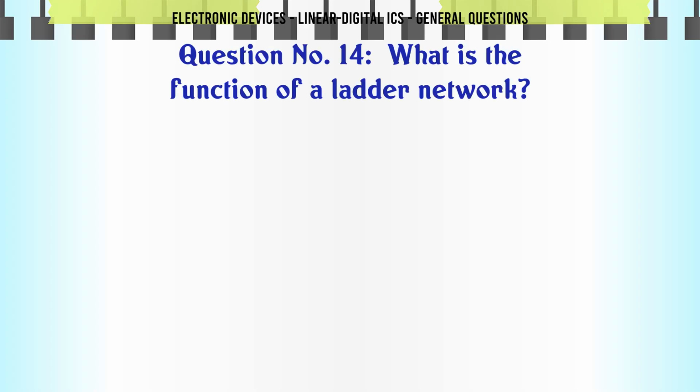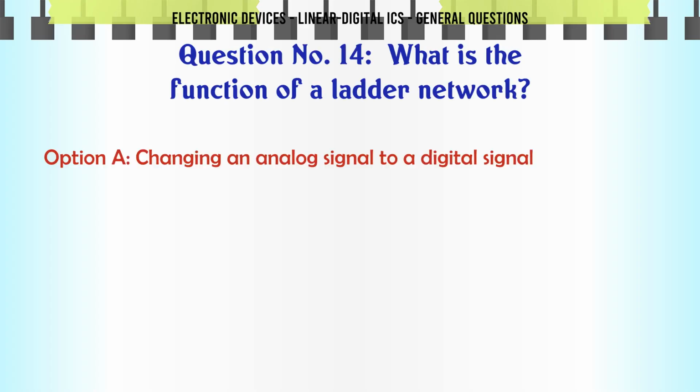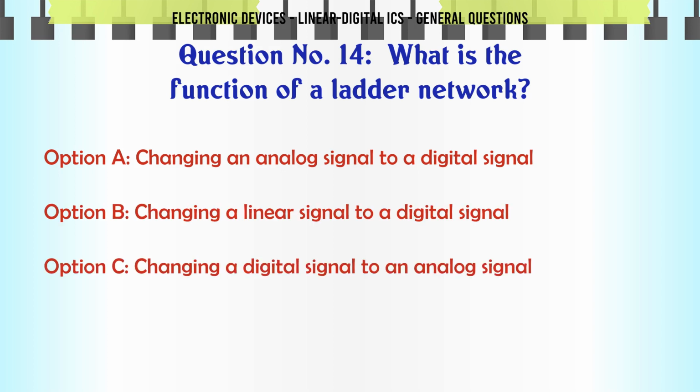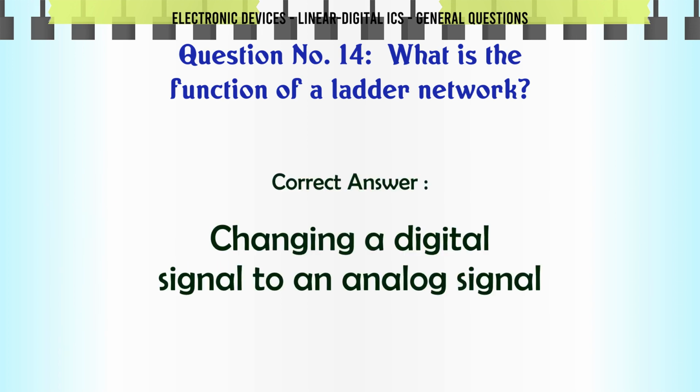What is the function of a ladder network? A. Changing an analog signal to a digital signal. B. Changing a linear signal to a digital signal. C. Changing a digital signal to an analog signal. D. None of the above. The correct answer is changing a digital signal to an analog signal.